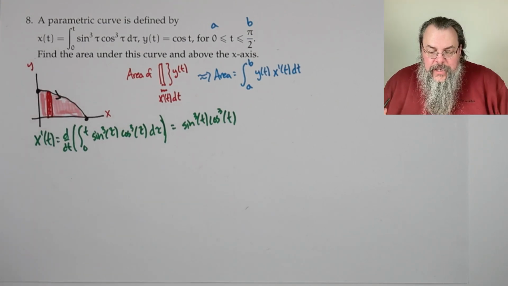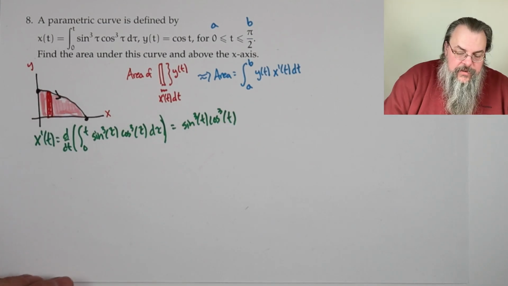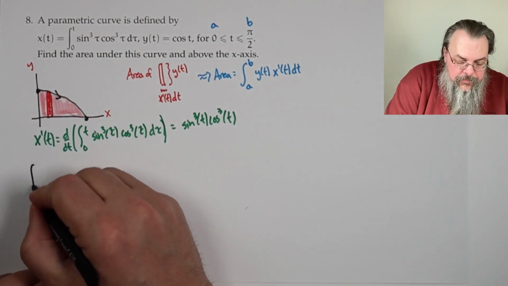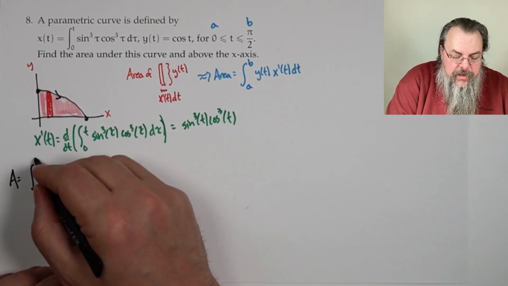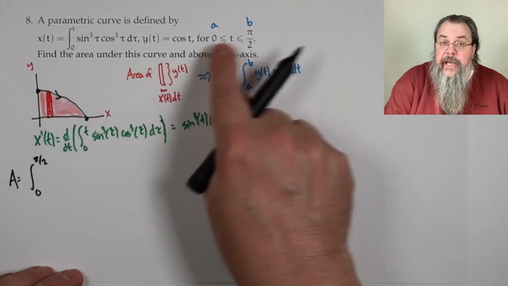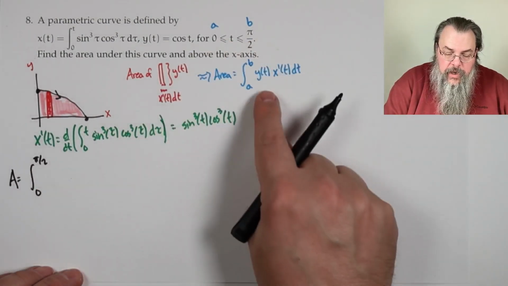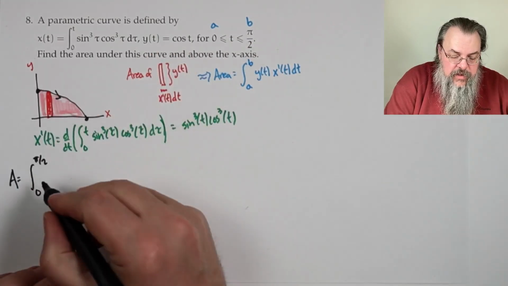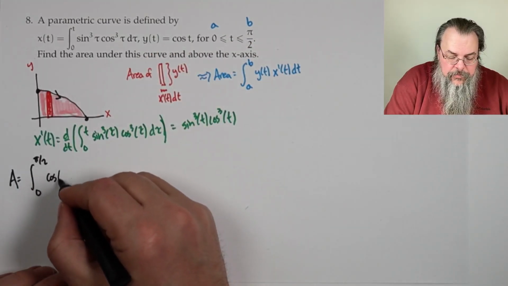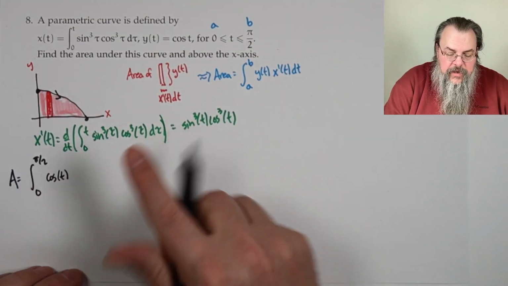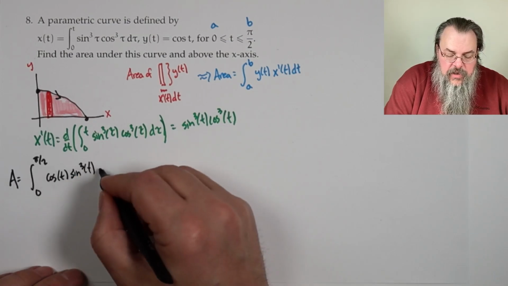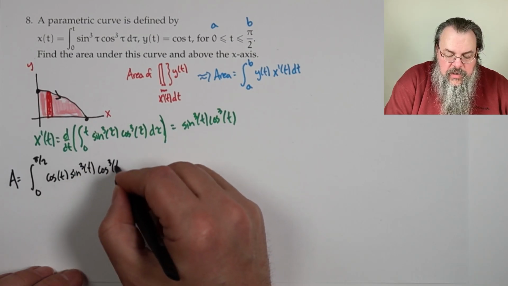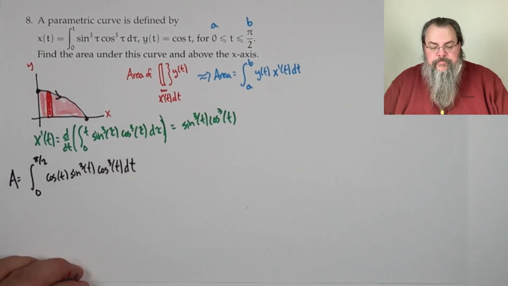Okay, so all of this work is to say the following. We need to compute the integral. So here's the area. 0 to pi over 2, a to b. Y of t is a cosine t. And then we have our sine cubed t cosine cubed t dt.